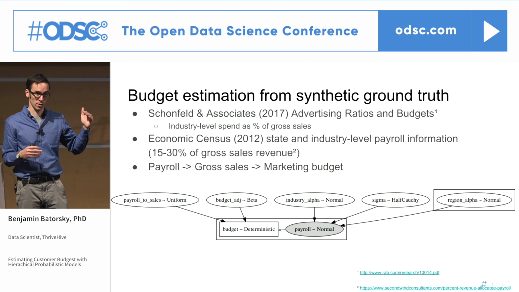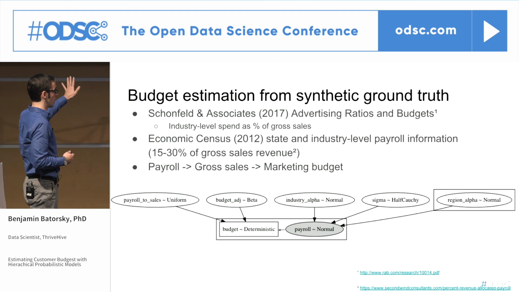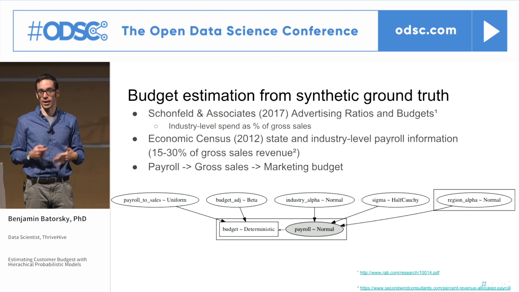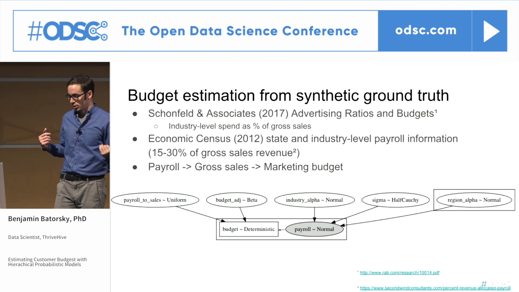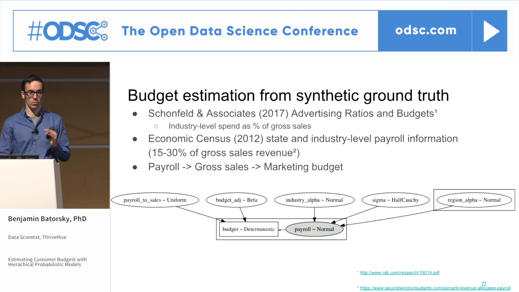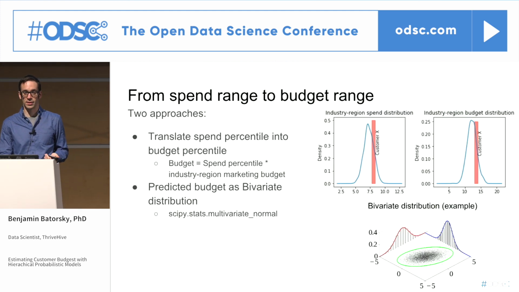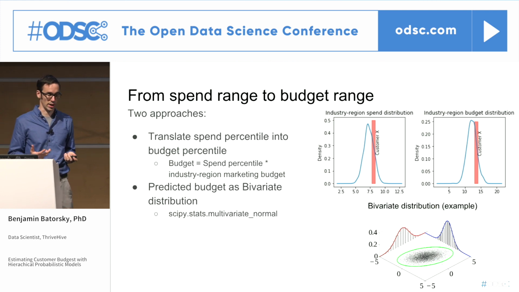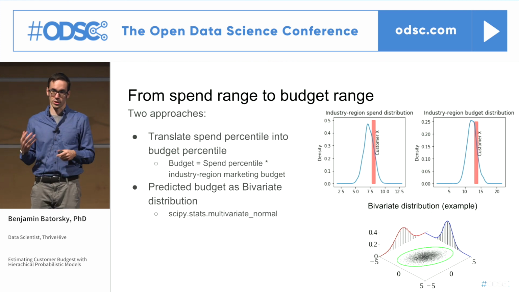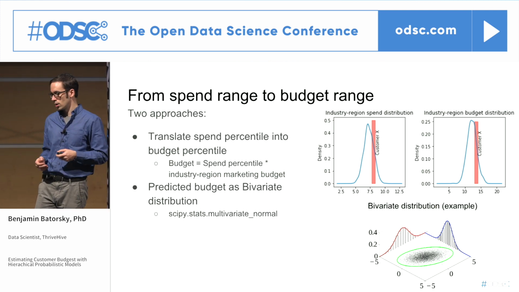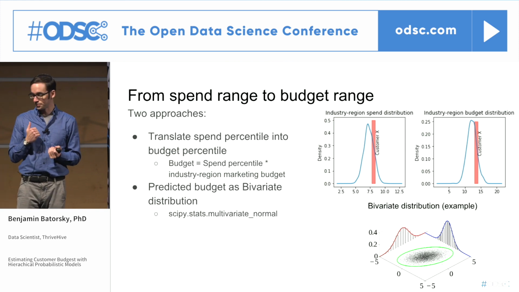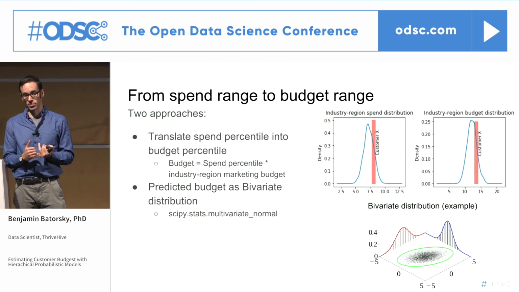And just looking at the results of this PyMC model based on that synthetic ground truth, the results were pretty okay based on running it past our sales team. But that's not enough, right? We want to actually combine it with the spend model that we already created. This is still in the experimental phase, so there are a couple of approaches that we've tried so far. And one of them was to just translate the spend percentile into a budget percentile, right?